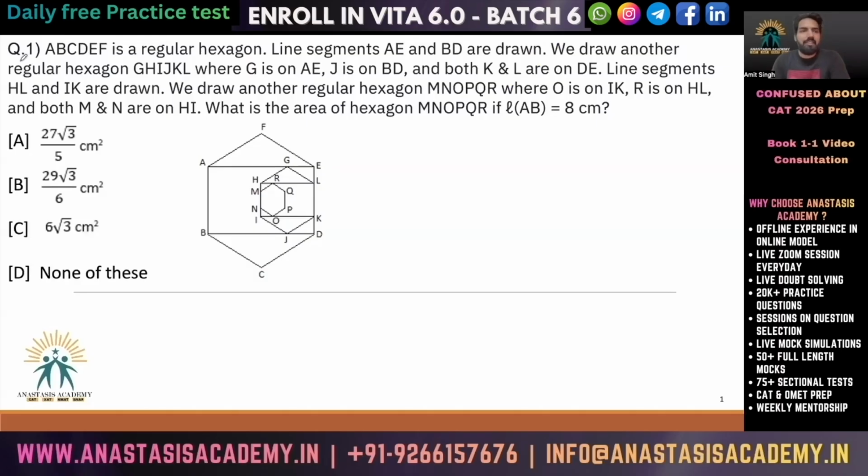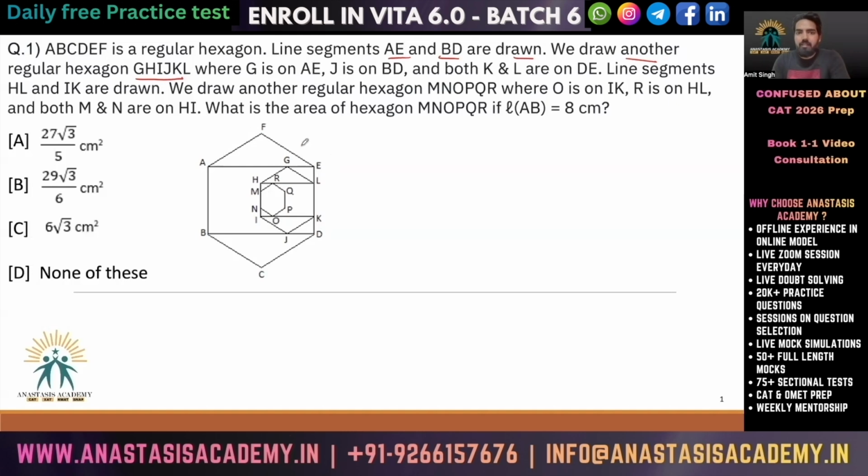Let's look at this question. ABCDEF is a regular hexagon. Line segments AE and BD are drawn. We draw another regular hexagon GHIJKL. So let's look at this diagram now.